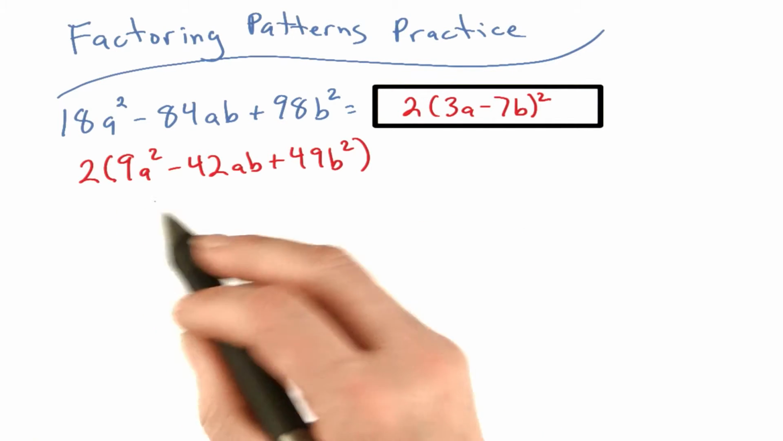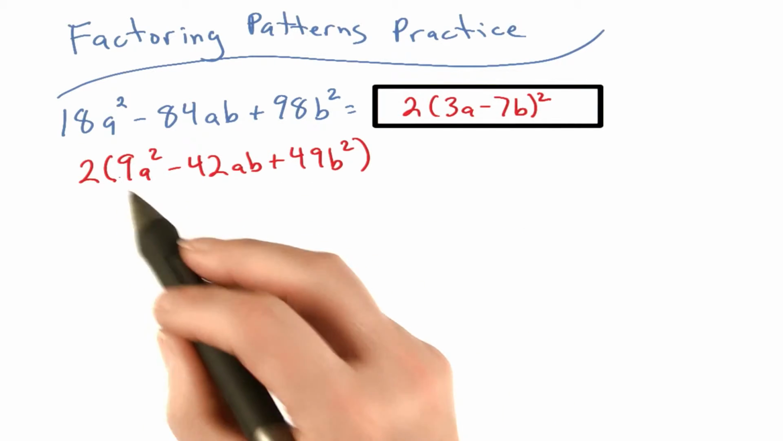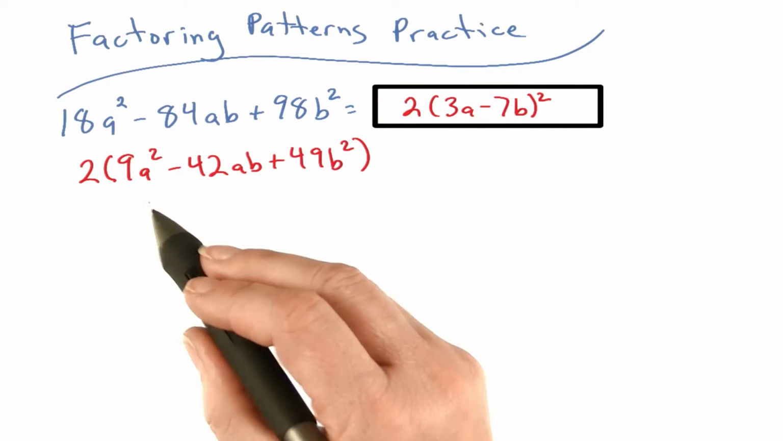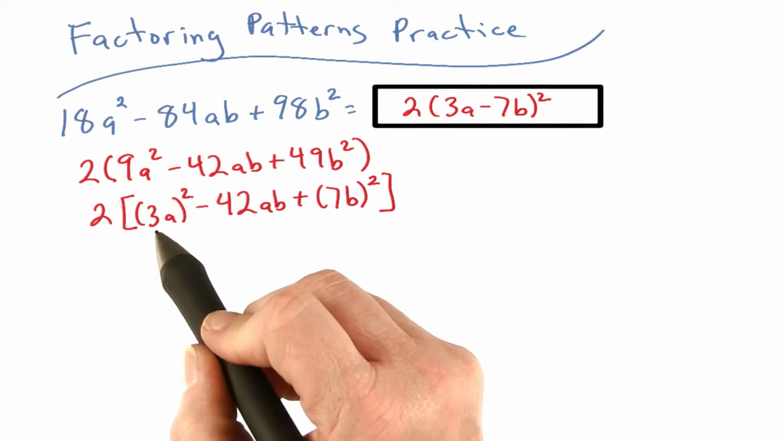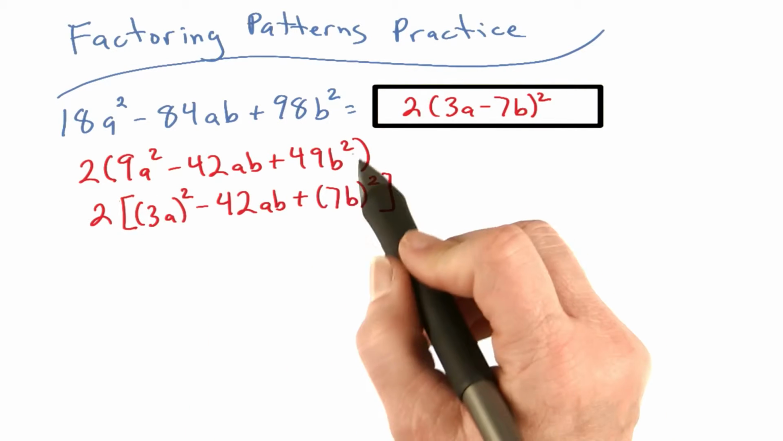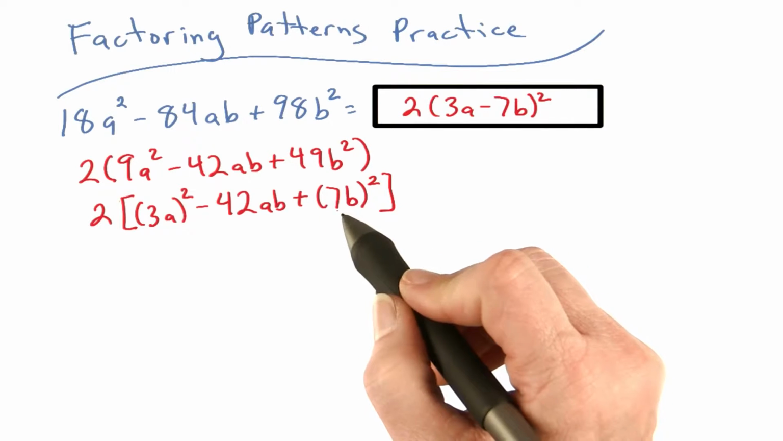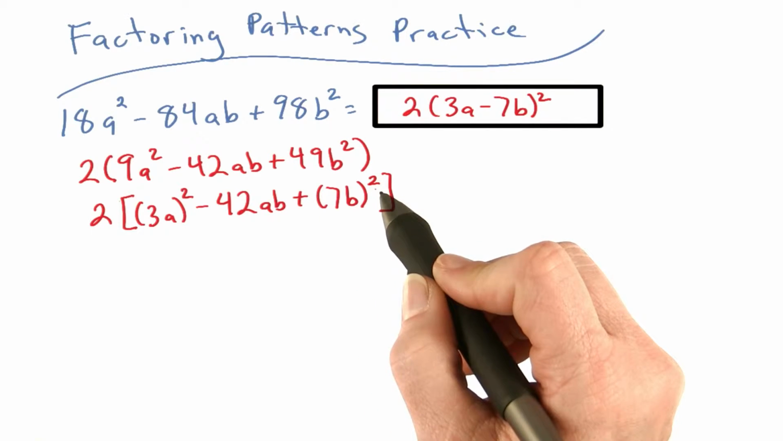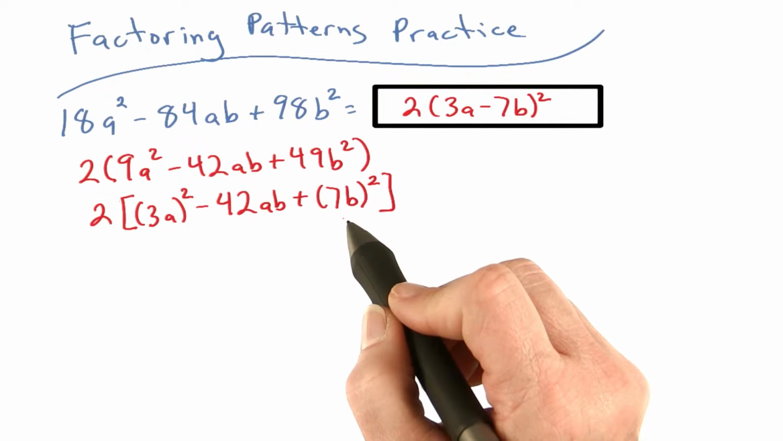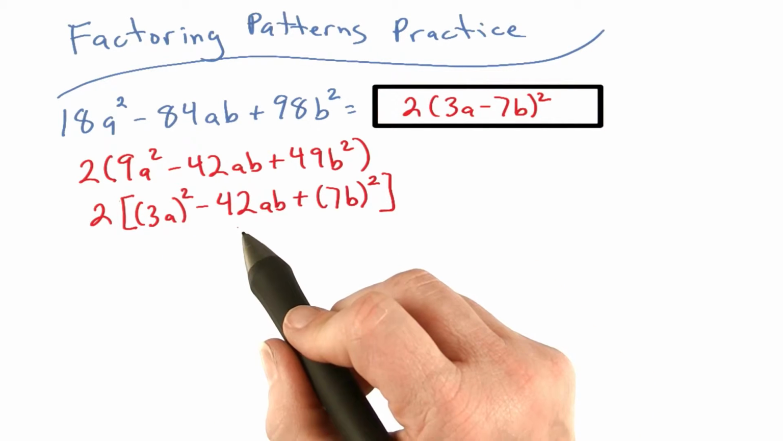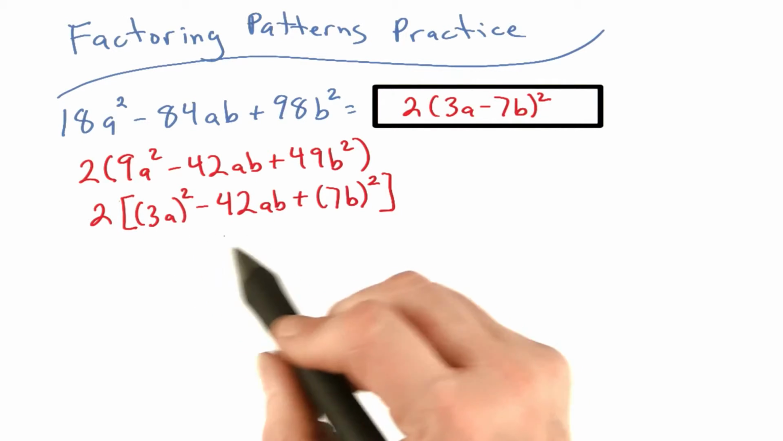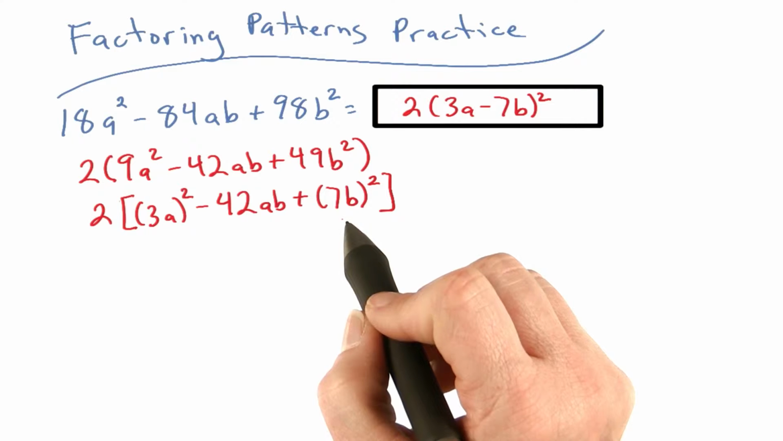What I notice when I look at this problem is that the first term and the last term are perfect squares. Let me write it that way. 9a squared can be written as the quantity 3a, squared. 49b squared can be written as the quantity 7b, squared. When I see a perfect square in the first term and a perfect square in the last term, I have to check to see if the middle term is 2 times the square root of the first term times the square root of the last term.